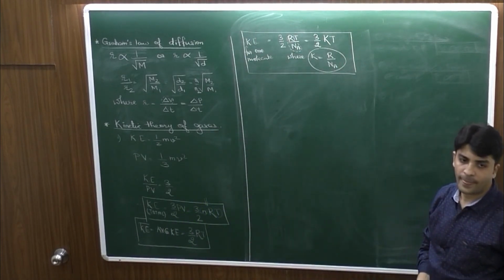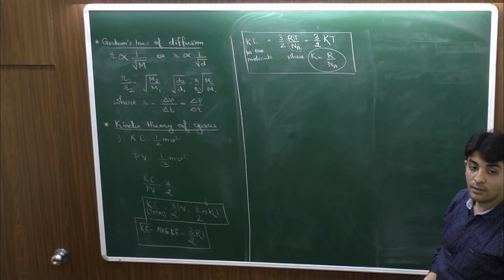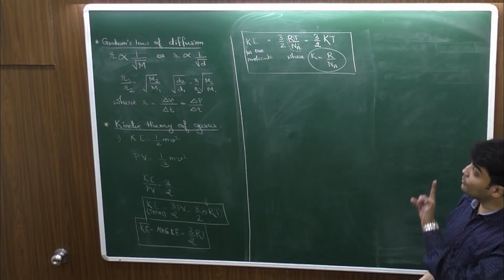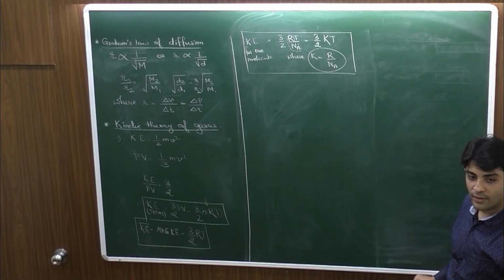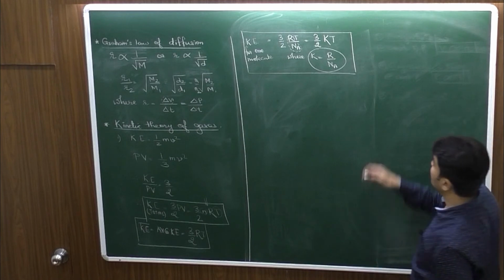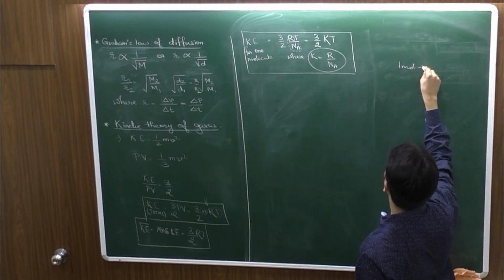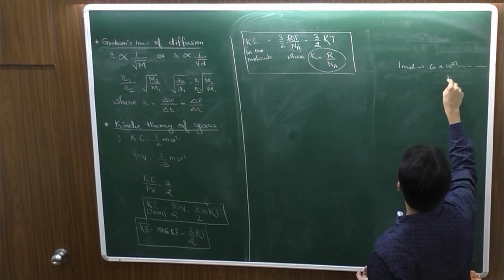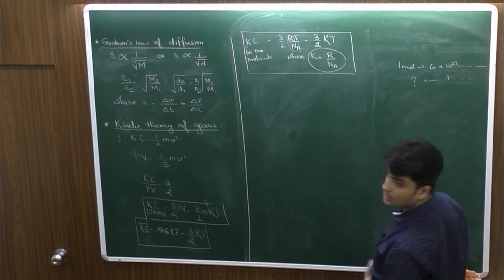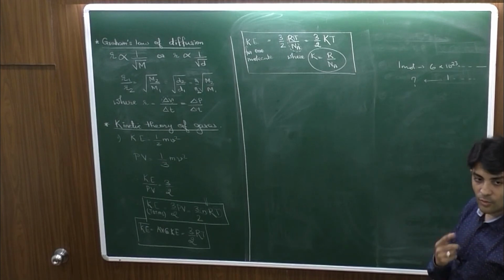So n you wrote as 1 by Na. For one molecule, a single molecule, I can just divide by the Avogadro's number. See, for one mole, I have 6 into 10 raised to 23 molecules. So for one molecule how much? 1 upon Na. So one molecule is 1 by Na.